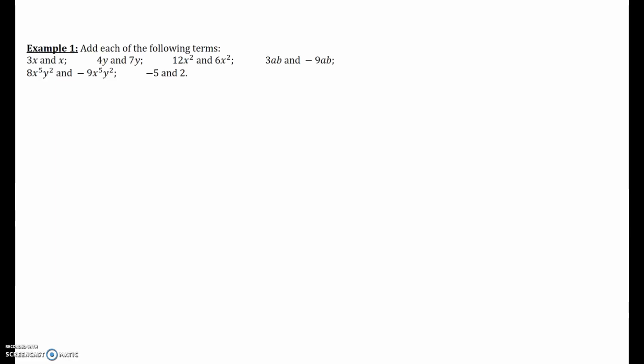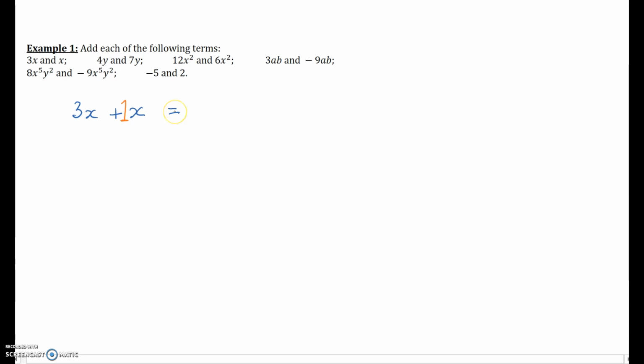So we're going to add some pairs of like terms here, and we're going to keep this very simple. We're going to begin with 3x plus x. Now remember, if there's no number in front of the x, there's an invisible 1 there. So this is really 3x plus 1x.